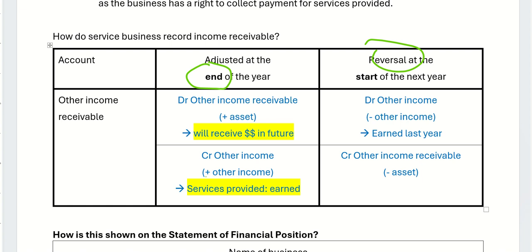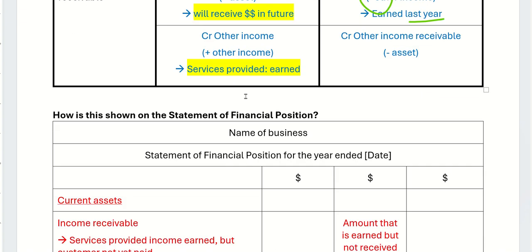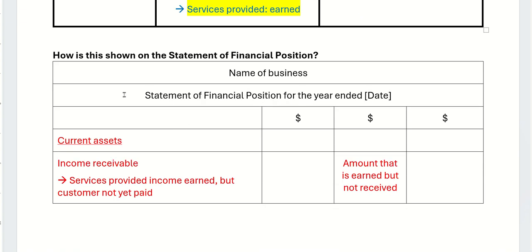And why at the start of the next year do you debit or minus away other income? Because this income was earned when? Yeah, it was earned last year. So you minus it away from this year's income. Now let's take a look at the first example, just to remind you that it's shown in the current asset as an income receivable.